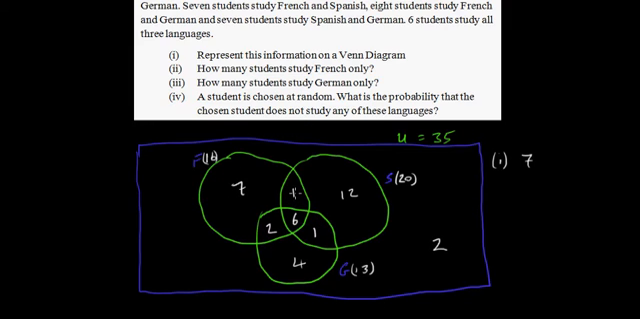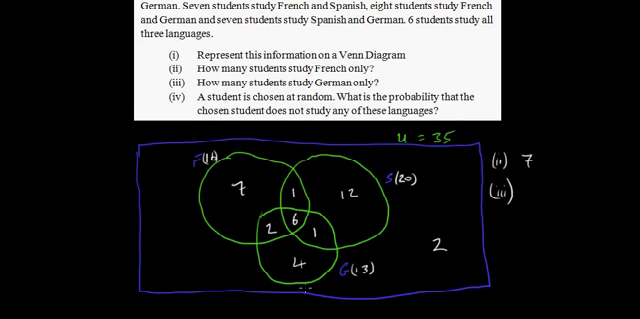These study French, but they also study Spanish. These also study Spanish, and these 2 here will study German as well as French. So these 7 here will only study French. That's part 2 actually here. That's part 2. Part 3 then is how many students study German only?